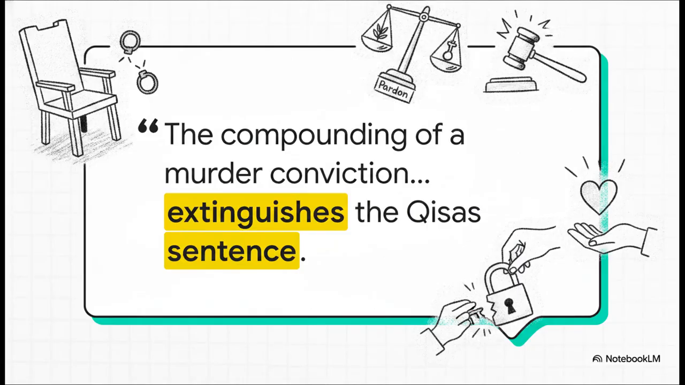Which brings us right back to our death row question. The Supreme Court ruled in the landmark Ghulam Qadir case that compounding a murder conviction extinguishes the qisas sentence at any stage of the legal process.